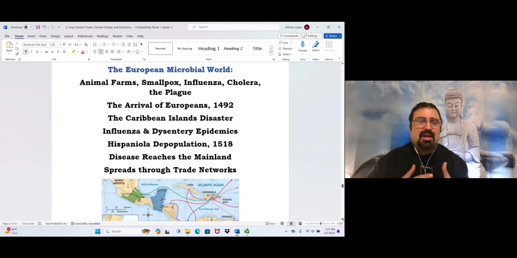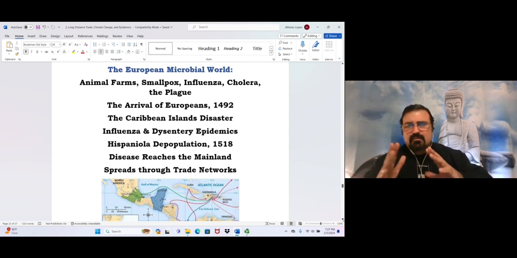Smallpox is also otherwise known as chickenpox, for example. It's transmitted by chickens. Influenza, cholera, and the plague. And the plague we talked about is transmitted by rats via the fleas. Influenza and cholera will be transmitted by the presence of, for example, cattle, horses and the like, pigs and so on.